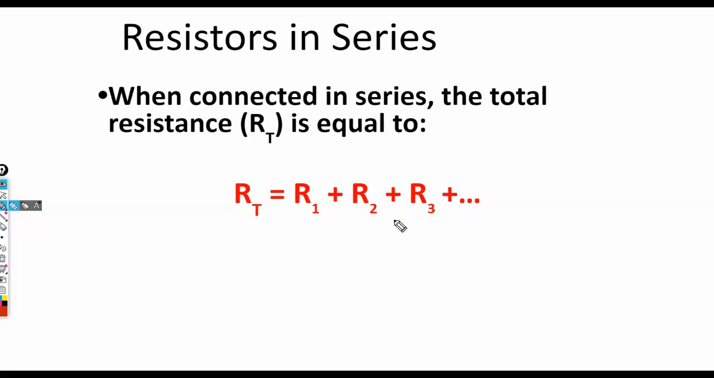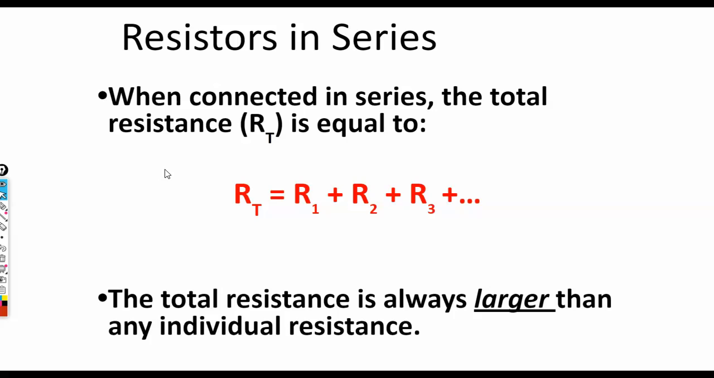If I had 10 resistances and I wanted to find the total, I would just add up 10 different numbers. So adding resistors in series is very easy. All you have to do is add the resistances. Let's do some simple problems. By the way, the total resistance is always going to be bigger than any individual resistance. The reason is that if you're adding numbers, the more numbers you add, the bigger the answer is going to be. So the total is going to be bigger than any one resistance.